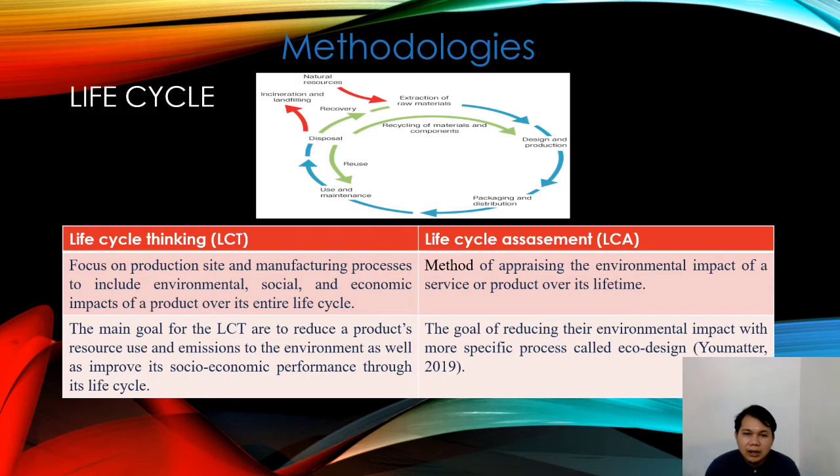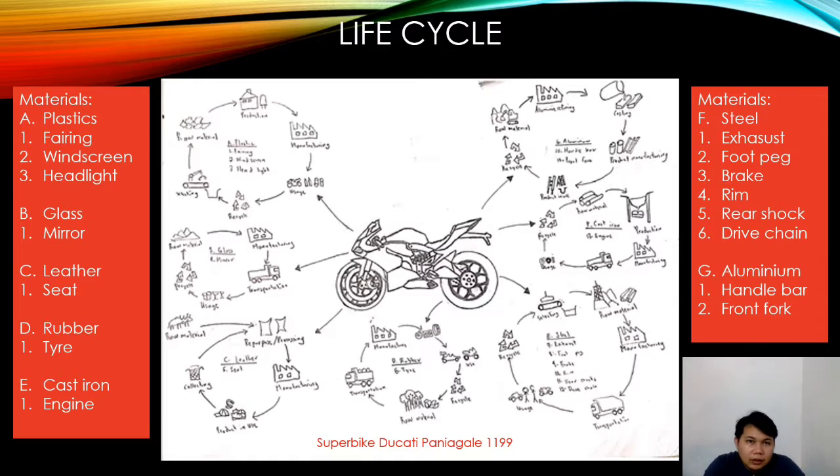Second is life cycle assessment, that is LCA. The definition is a method of appraising the environmental impact of a service or product over its lifetime. The goal of LCA is reducing the environmental impact with a more specific process called eco-design, from UMETA from 2019. This is the life cycle of our product, the Superbike Ducati Panigale 1199.